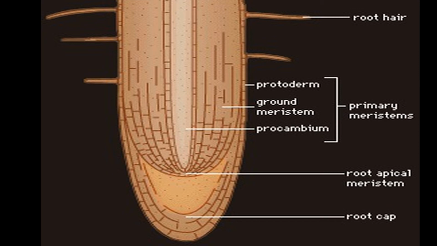It is also composed of undifferentiated cells that can develop and become one of the following three primary meristems, just like in the shoot apical meristem: protoderm, procambium, and the ground meristem.